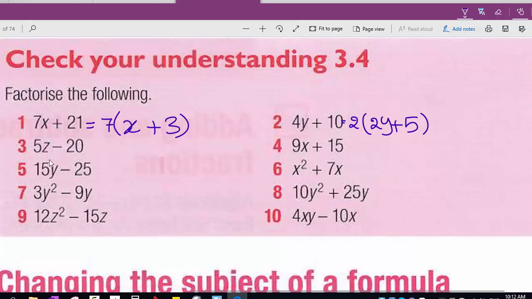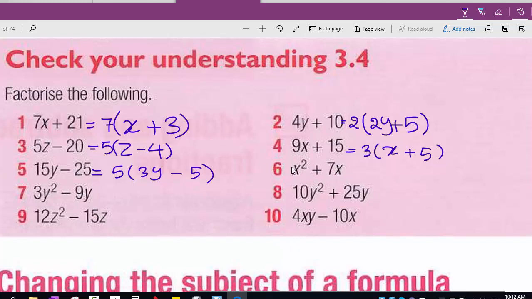Question 3, 5z minus 20. It's obvious that 5 and 20 are both divisible by 5. What's remaining here is only z minus 4. Here, between 9 and 15, 3 is common. So 3x plus 5. Here, between 15 and 25, they both could be divisible by 5. So what's remaining here is 3y minus 5.